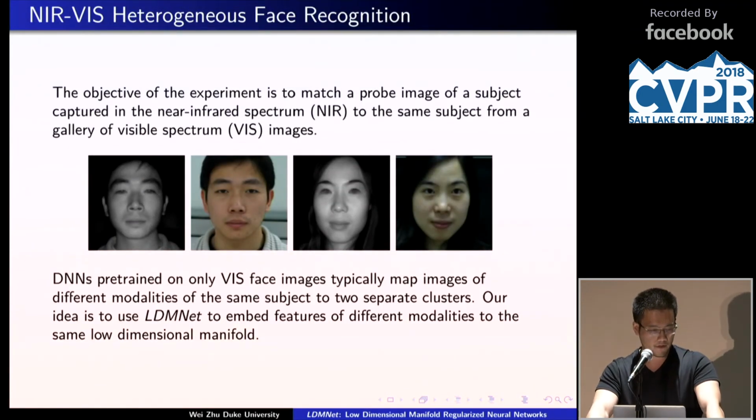Another application of LDMNet is heterogeneous face recognition. In this experiment, we want to match a probe image of a subject captured in the near-infrared domain to the visible light domain. If you use a DNN pre-trained on visible light images, it typically maps images of different modalities of the same subject to separate clusters. Our idea is to use LDMNet to embed features nonlinearly from the different modalities to the same low-dimensional manifold.